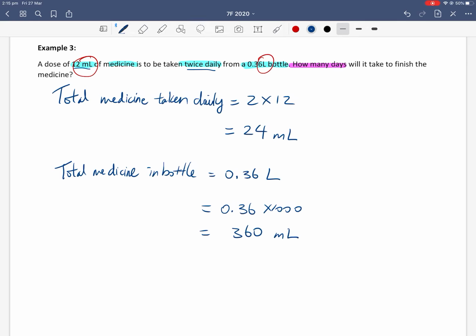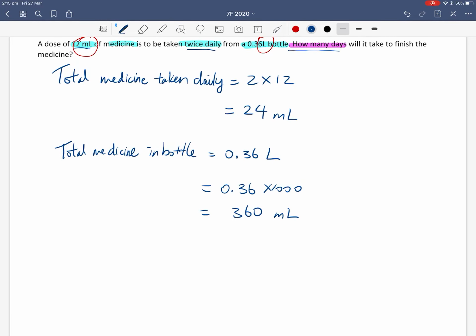So like the James's party question on the exam, to work out how many days, we need to divide the total volume or total amount of medicine in a bottle by the total amount of medicine we need to take daily. So explaining your working, number of days, English word equals number of days is equal to 360 divided by 24, because there's a total of 360 milliliters in a bottle, and every day we need 24 milliliters of medicine.